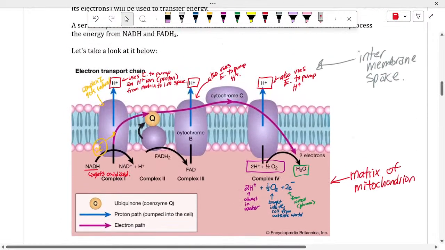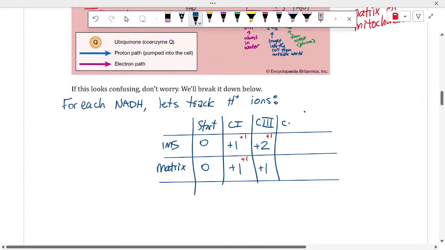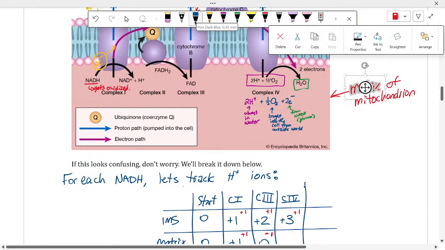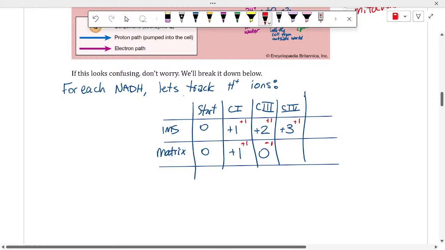Then what happens at complex 4? At complex 4, we have pumped out another one. Oh, sorry, I'm silly, because of course if one got pumped out, then what had to happen here? It had to get lost, because we had to move one. So what would this become now? 0, and we pumped one out here, which is going to bring this to 3. But then what else did we do here? We used up 2 of them. Does that make sense? So we actually lost 2 of them, bringing this down to like -2.